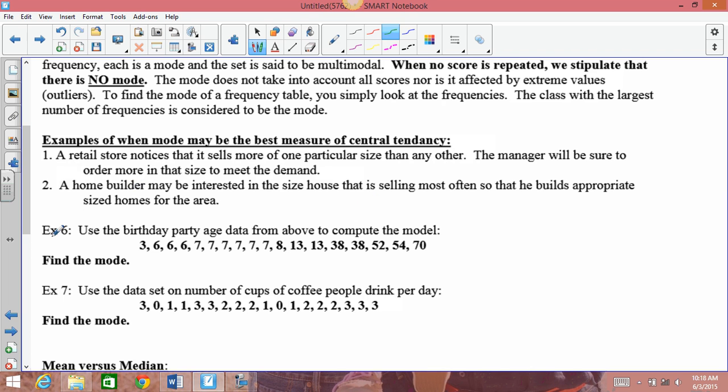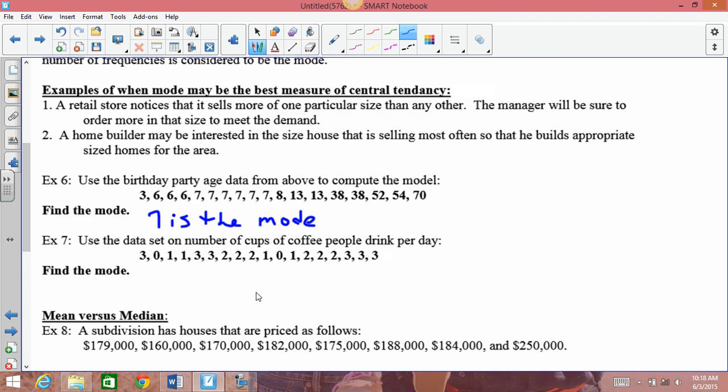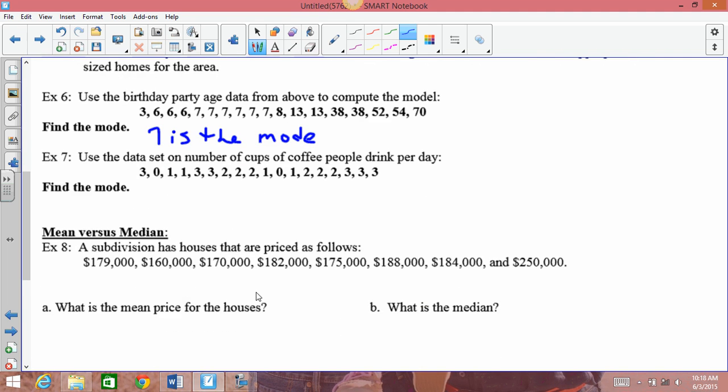I'll do example 6, and I think that hits the mode very easily. In example 6, it wants to know what's the mode age at the party. So that's the one that occurs most often, and in this case, since it's all lined up, you can see that 7 occurs most often, so we'd say 7 is the mode. Age 7, I should say, is the mode. Okay. I'll let you try example 7. Scoot on down to example 8.